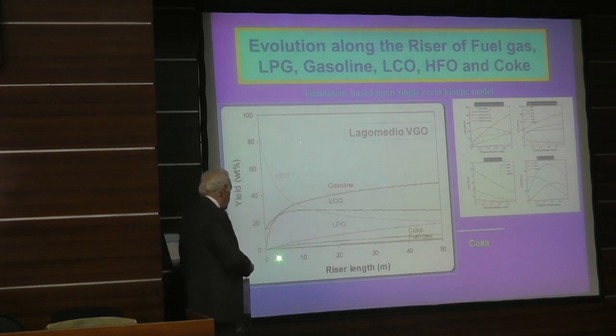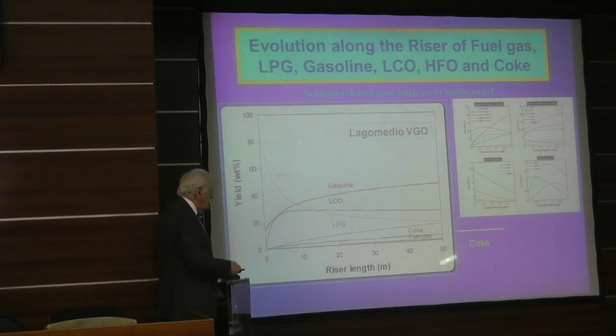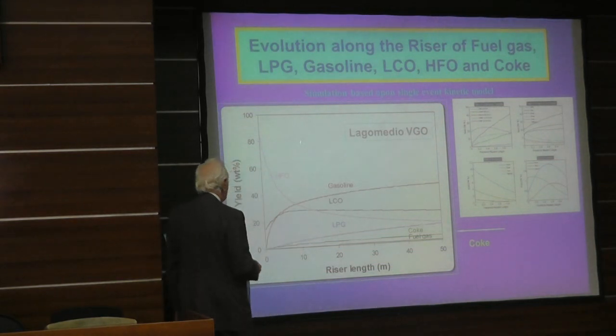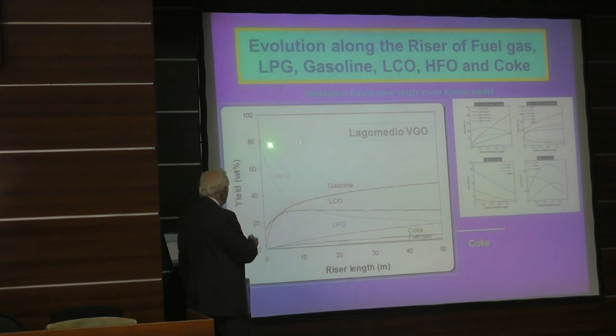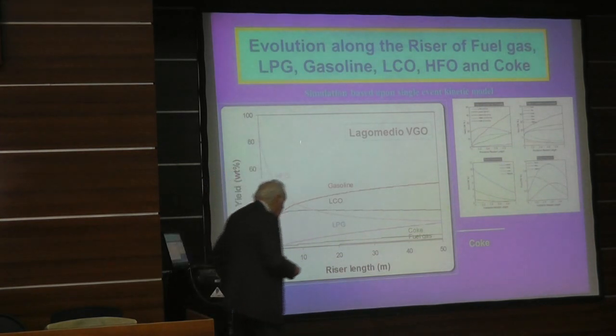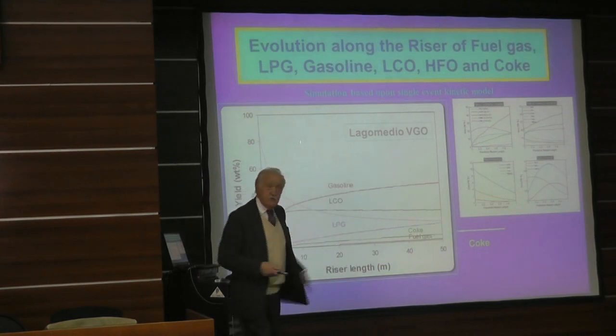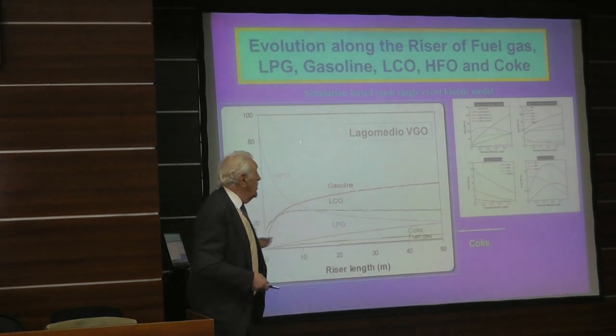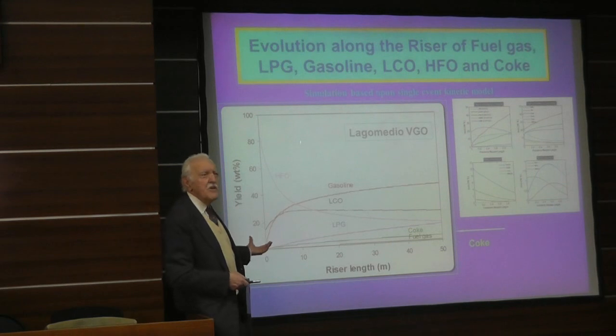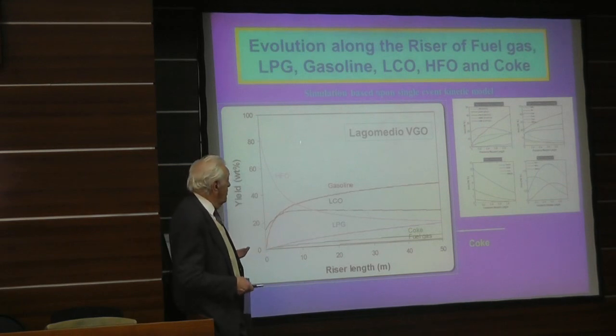And for instance, what I'm showing here is the riser length, 50 meters high, and here the various yields of the commercial fractions. And you can see here the gasoline, the light cycle oil that decreases with the riser length, LPG, and here coke formation of the order of 4 or 5%, which is exactly what was observed with that Lagomedio Venezuelan crude in the commercial riser.